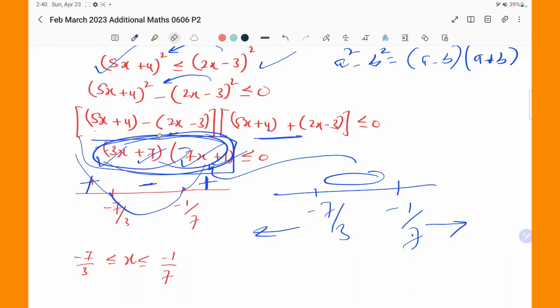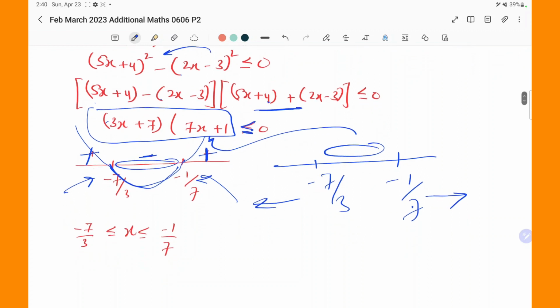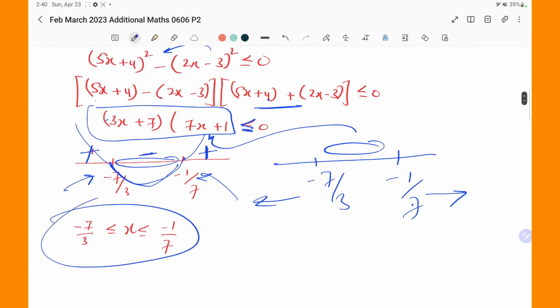Now we have to look for this expression when it is less than 0, I mean negative. So negative is this portion, from minus 7 over 3 to minus 1 over 7. So the answer should be minus 7 over 3 to minus 1 over 7, and we have to keep our equality sign as well, because in the question it is given.